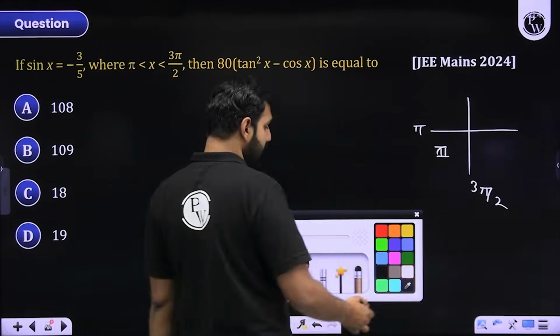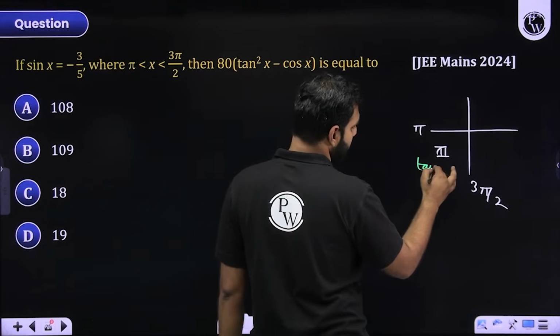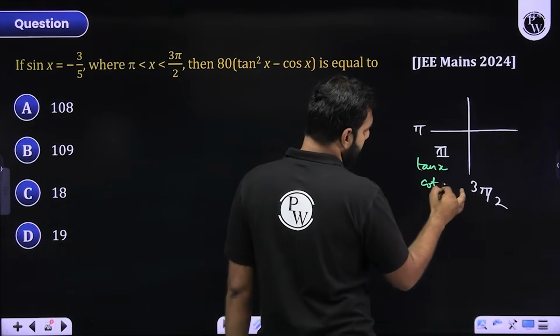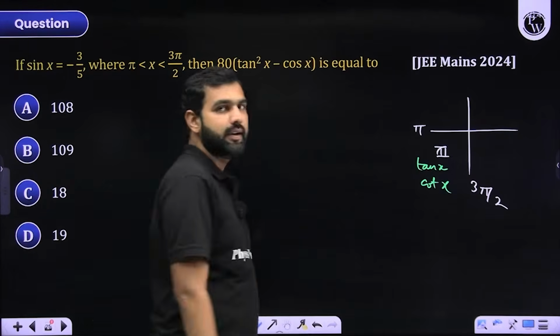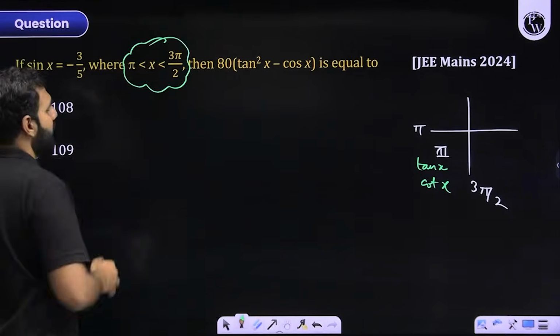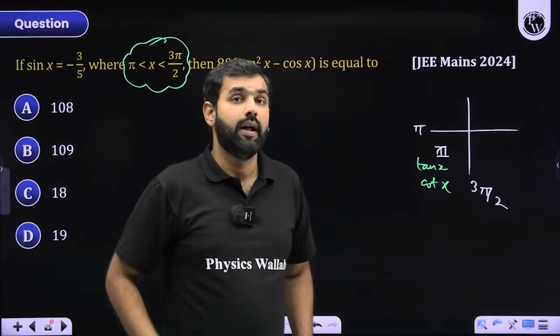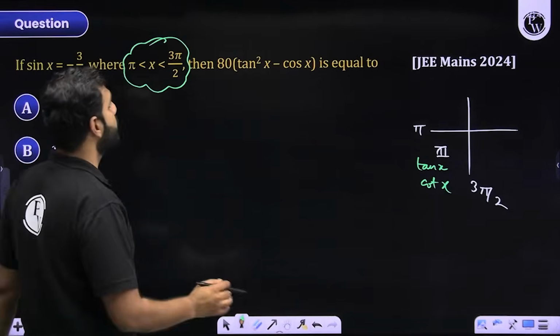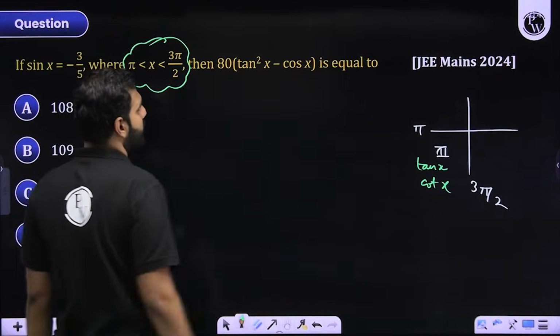We all know that in the third quadrant, which ones are positive? Tan x and cot x. So this image you should have in your mind the moment you see that x is between pi and 3 pi by 2. Did you get this result? Now, let's talk about the next part. Which part, students? 80 times tan square x minus cos x is equal to.